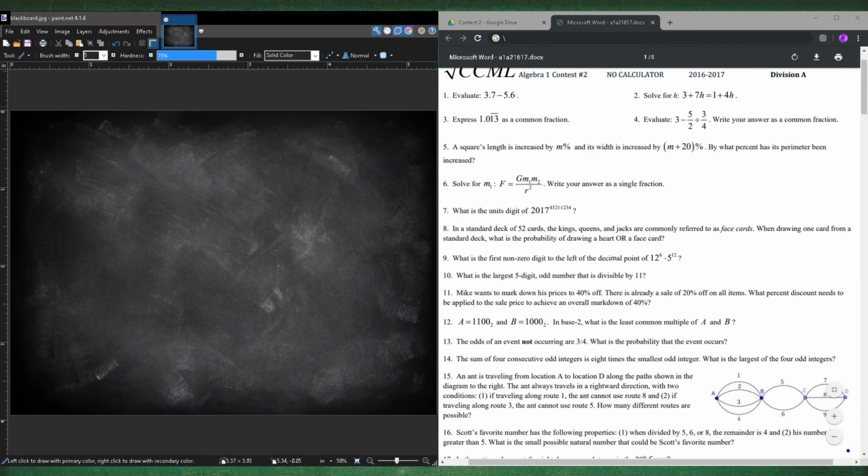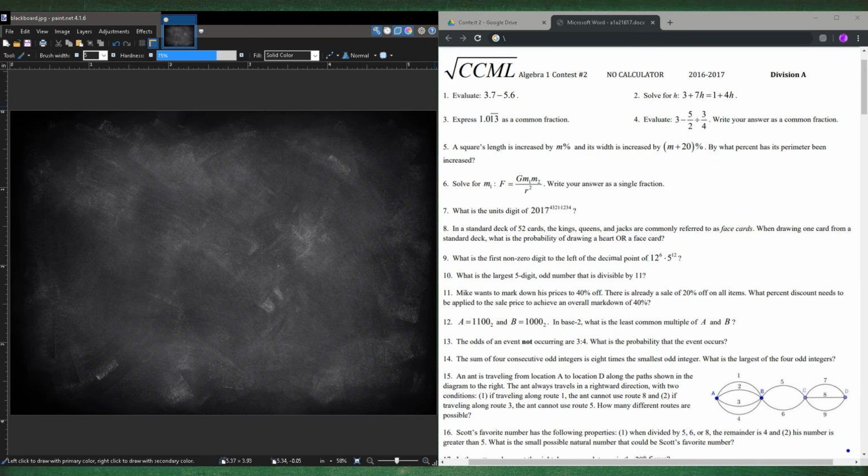Question 7. What is the units digit of 2017 raised to a power of 4,321 times 1,234? Basically, you're just going to be counting every single 4 multiple in this exponent. So by looking at this, what's the units digit?